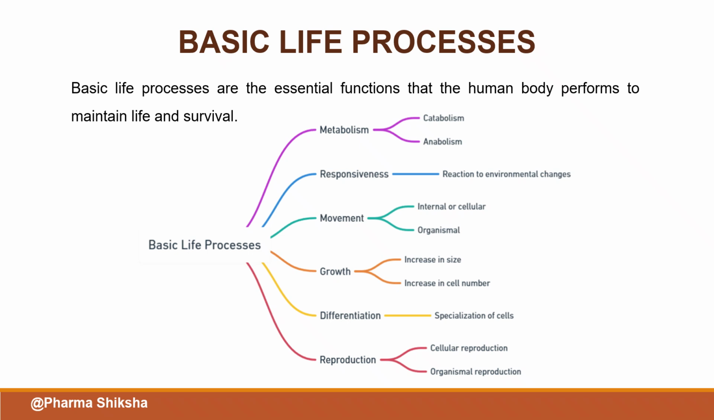Growth, the body should grow, the muscles, organs and even the bones are growing, increase in size, increase in cell number. And differentiation, the cell cycle, so there will be new cell formation every second, every minute. Different types of cells are differentiating, so specialization of cells. And reproduction is very important, so cellular reproduction and even organismal reproduction are there. So these are the basic life processes which are essential for the functioning of the human body.